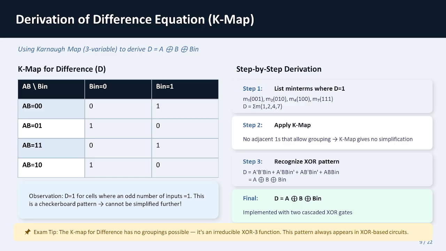So we have come to a concept called derivation of the difference equation using K-map. Why do you need to derive this difference equation? Because this is a concept that most of you guys easily get confused about. Okay, wait 1 minute, just for 1 minute.